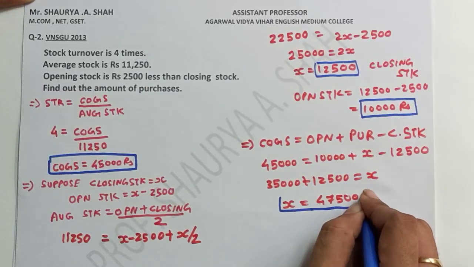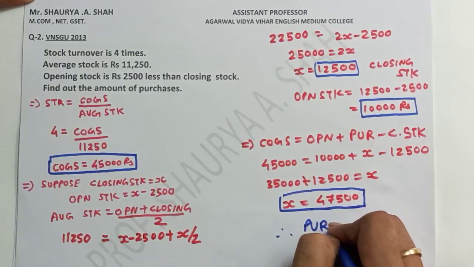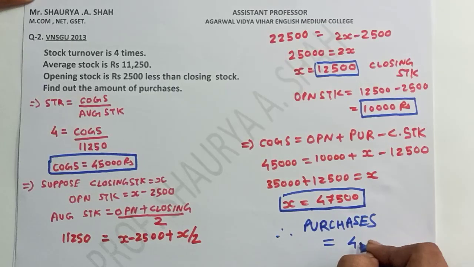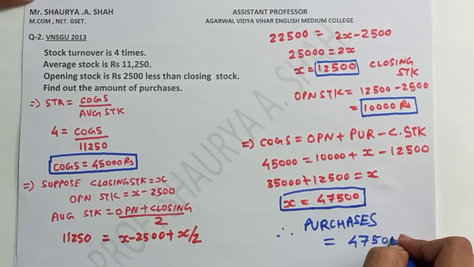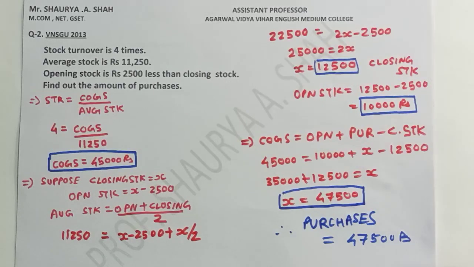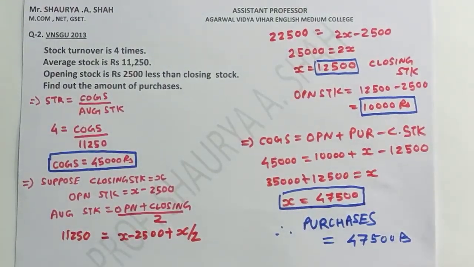So 47,500, what is the answer they have asked for? Purchases is equal to 47,500 rupees. Is it clear to every student? Fine. So this is asked for 3 marks. So always remember, students, whatever is asked, whatever information is given, you have to always start with that particular information. Then only you can proceed further. I suppose it is clear to each and every student.